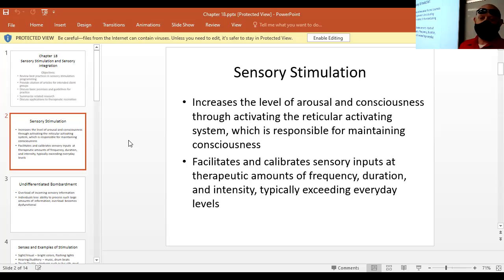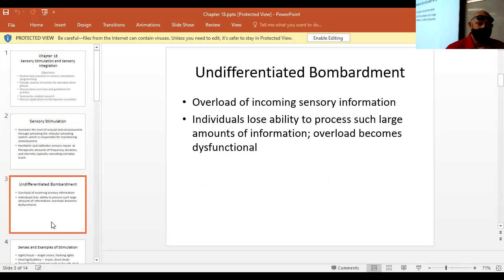Now, it says here, therapeutic amounts of frequency, duration, and intensity. The amount that someone is going to need is probably going to vary based on the individual. And we've talked about that from the start as far as therapeutic recreation and how it needs to be not cookie cutter plans, that it needs to be individualized. So you'll see that everybody doesn't necessarily need the same amount of time having sensory integration. Some of your patients won't need it at all. Some may need it a lot. So there's a definition here of undifferentiated bombardment. When you think of bombardment, what does that mean? Like if you feel like you're being bombarded, what would that be?